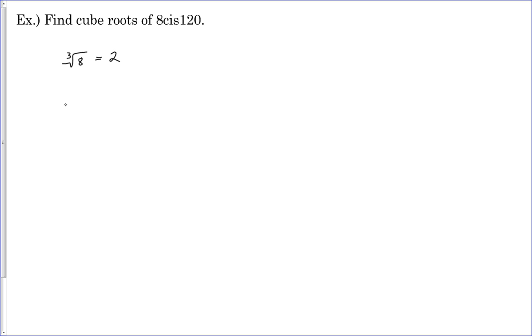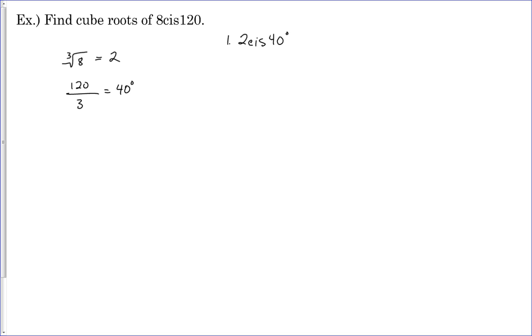Okay, so we got the cubed root of 8. Now the next thing we're going to do is take 120, and since we're trying to find the cubed root, we're going to divide it by 3. 120 divided by 3 will give us 40 degrees. That right there is going to be our first root. It's going to be 2 CIS of 40 degrees. Okay, that's our first root.